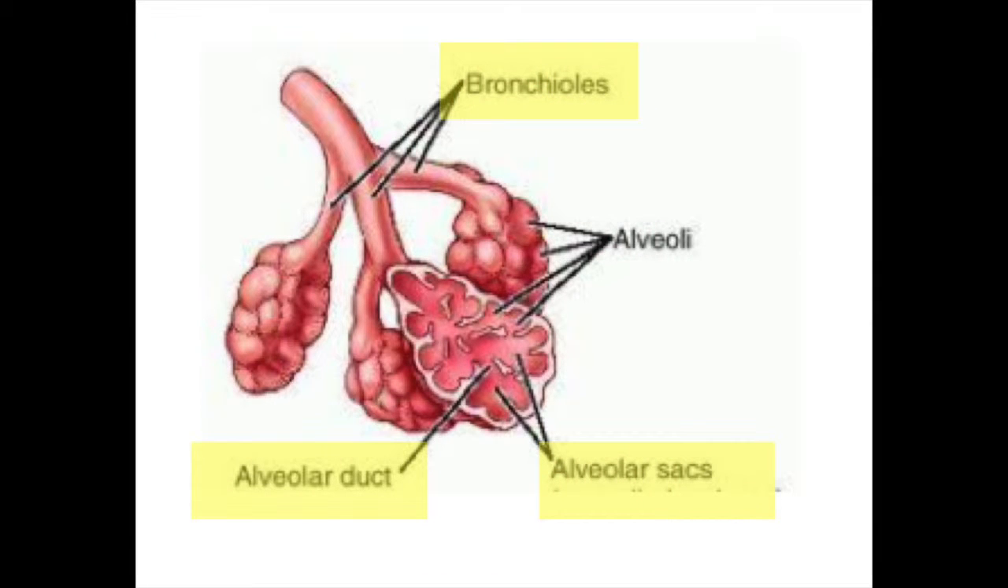The respiratory zone is where gas exchange occurs. So, the bronchioles, alveolar ducts, and the alveolar sacs are the structures of the respiratory zone that are involved with the exchange of gas between inspired air and the blood.